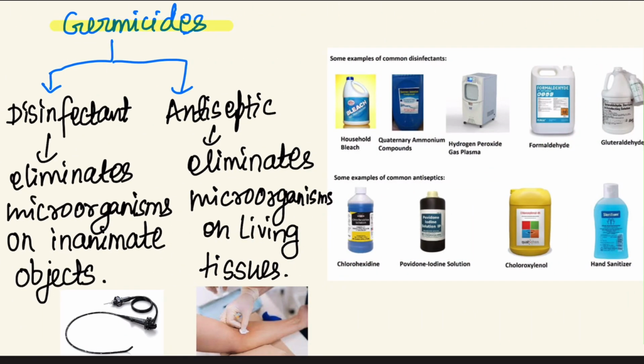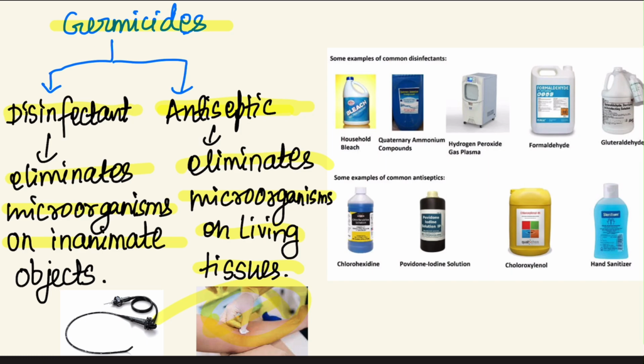So the germicides are classified into two types, that is disinfectants and antiseptics. Disinfectants eliminate the microorganisms from inanimate objects like endoscopes. Then we have the antiseptics, which eliminate the microorganisms on living tissues. As you can see here, we are using spirit over the skin before doing any invasive procedures such as giving an injection or withdrawing blood.